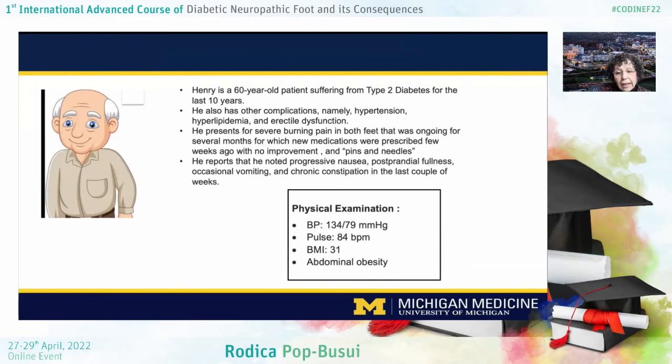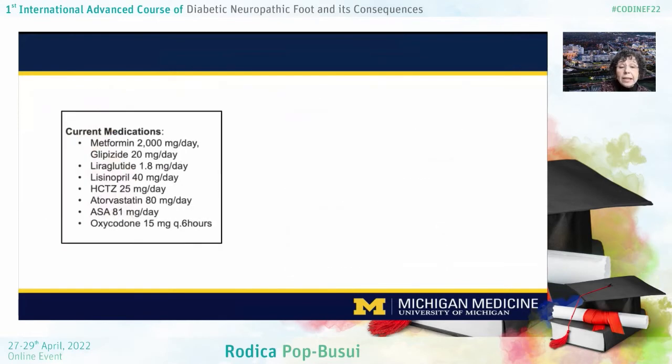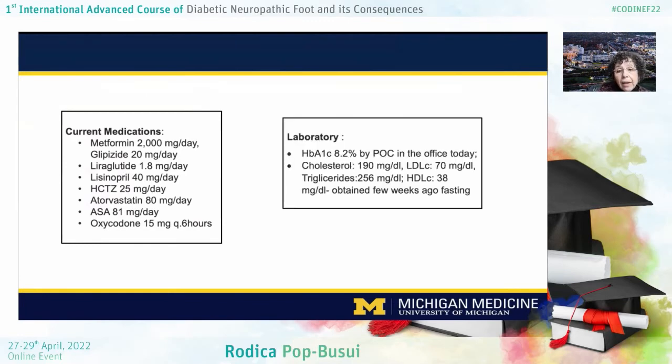Here is the physical examination, a typical person with type 2 diabetes with abdominal obesity, and his medications at the time, including combinations of oral and injectable agents to treat hyperglycemia, as well as an ACE inhibitor, diuretics, and statins, and then the new medication that was added for pain.